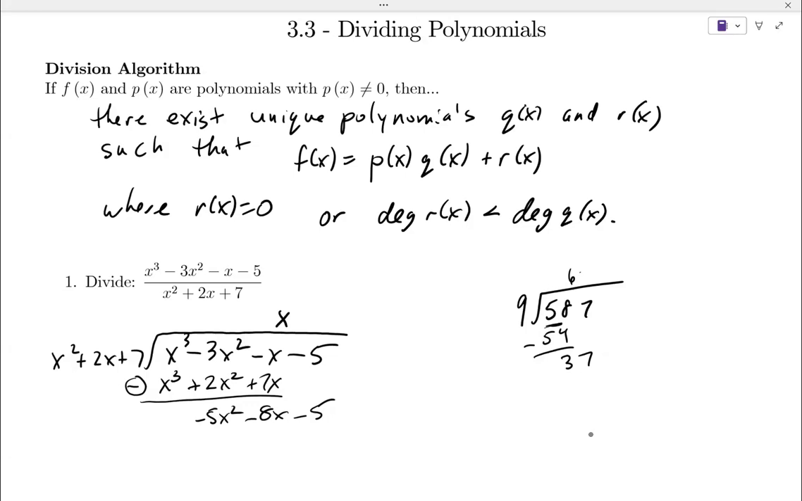Now again, when I do the next step, I just need to look at leading terms of what's left. What do you need to multiply x squared by to give you negative 5x squared? Negative 5. So we'll put the negative 5 up here. Take your negative 5 and multiply it through. Negative 5x squared minus 10x minus 35.